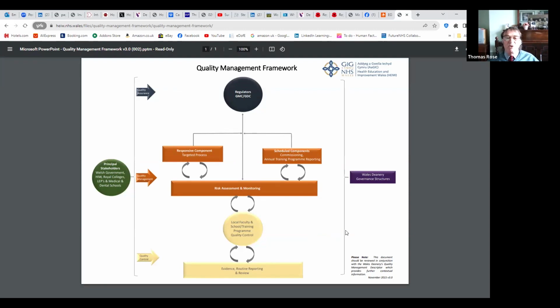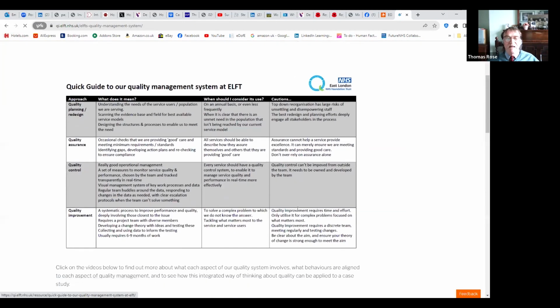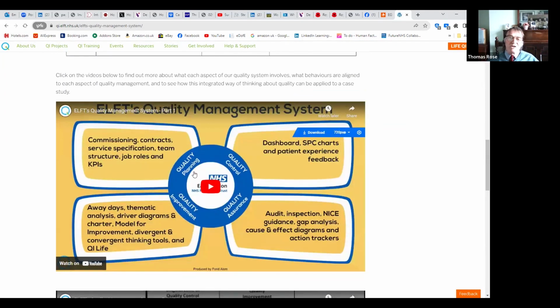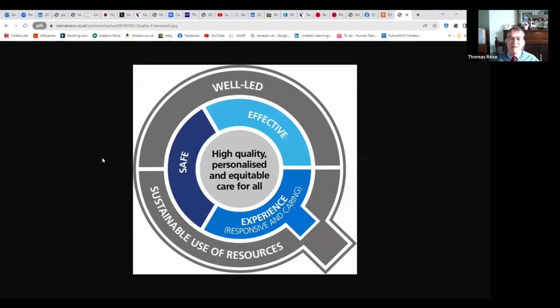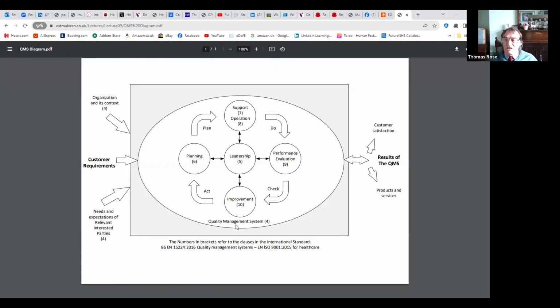Wales have got another version, which does include a bit more detail, well, I don't know whether it includes more detail, but it's different, isn't it? Another one is the East London Trust, and they often talk about their quality management system, and they have used Juran's trilogy, but again, there's something missing. And NHS England, well, theirs is a little bit bland. I don't know whether that's their actual one, but it's the only one I could find looking through the literature that they produce.